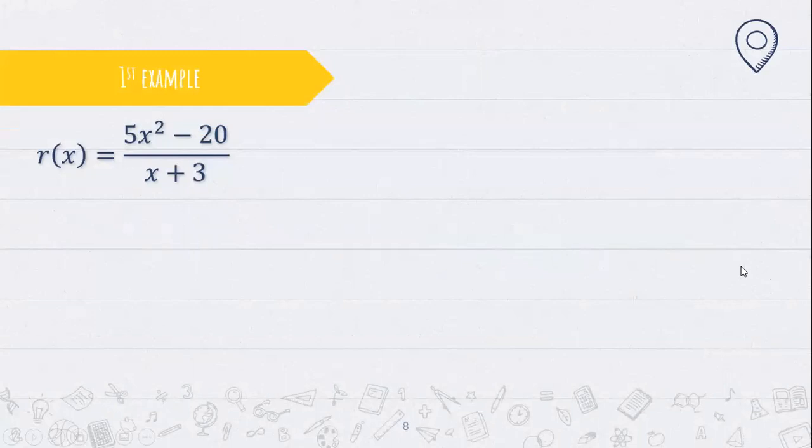So, r of x is equal to 5x squared minus 20 all over x plus 3. Okay, so first, we will find the x-intercept. But bago tayo mag-proceed sa x-intercept, i-make sure muna natin na ang r of x is in its simplified form. Sa tingin niyo ba, may pwede pang i-cancel sa 5x squared minus 20 over x plus 3? Meron pa ba silang common factor? May pwede bang i-cancel?